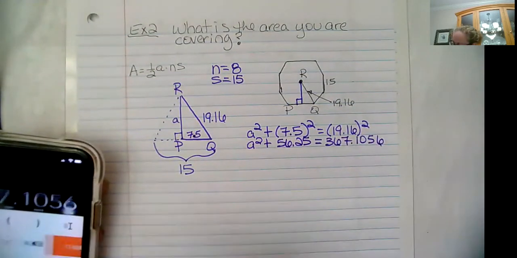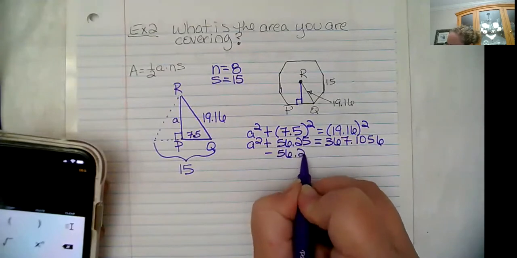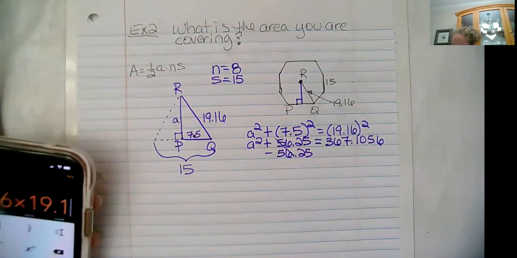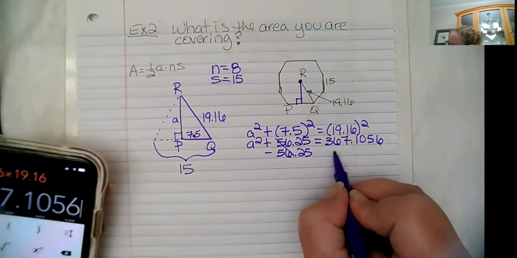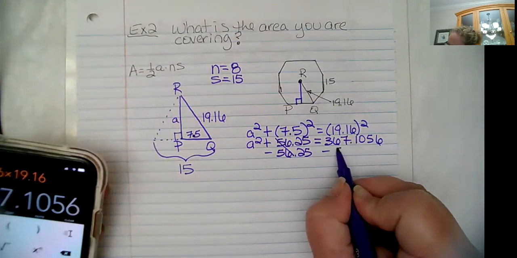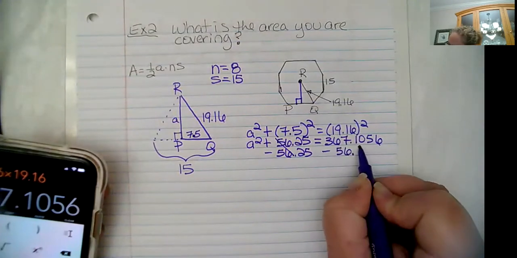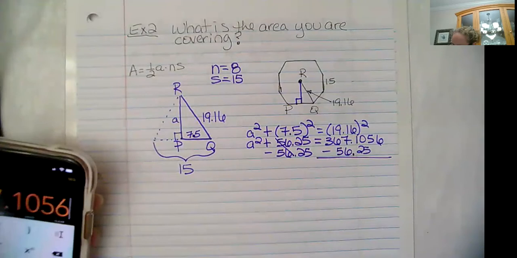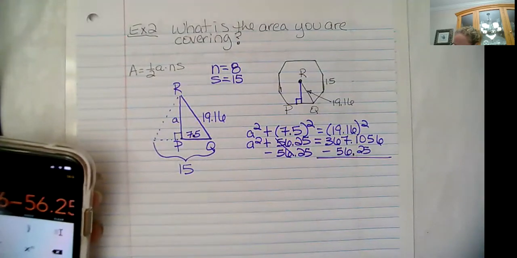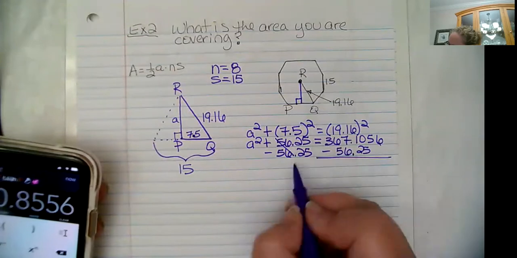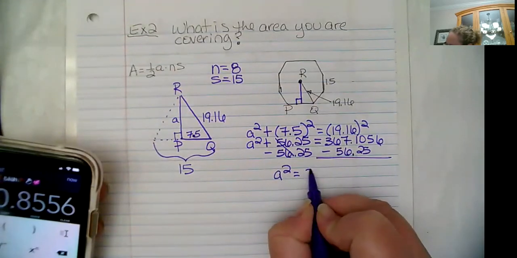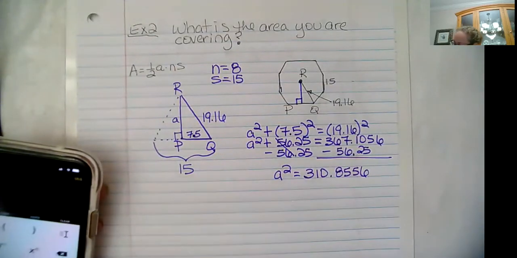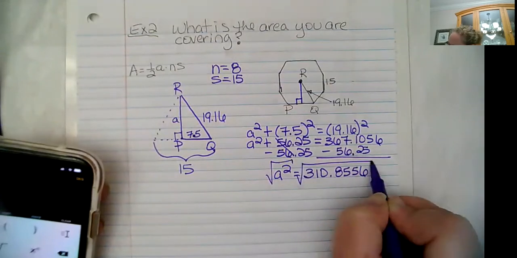367.1056. Subtract 56.25. Let me just make sure I did that right. 19.16. Yes. Minus 56.25. Make sure you line up your decimals. I'm using the calculator. I'm going to take that answer and subtract 56.25. And then we get the a squared to be 310.8556. Now we want to take the square root of both sides.